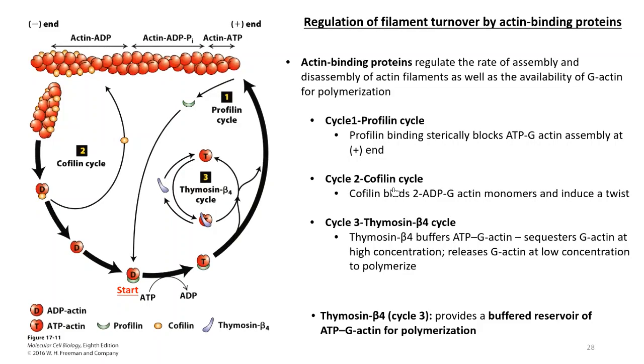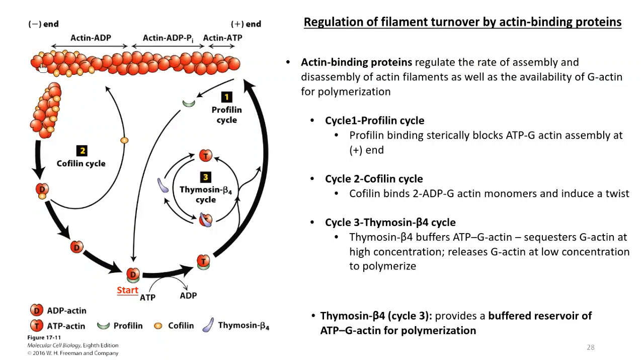The cofilin is this particular yellow circle, this protein. What cofilin does is cofilin binds to two ADP G-actin monomers and induces a twist. So basically the cofilin gets added in between two ADP, because you remember this beginning is the ATP G-actin, this is the ADP and Pi version, this end is the ADP version now. So hydrolysis has happened here, so this is the actin ADP version.